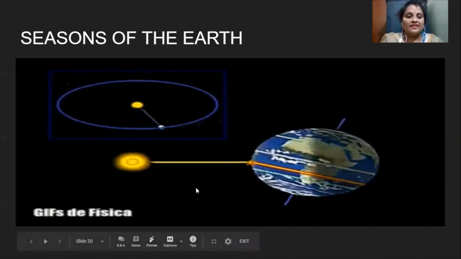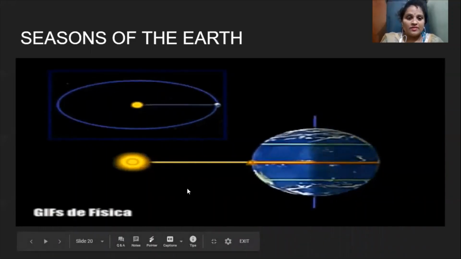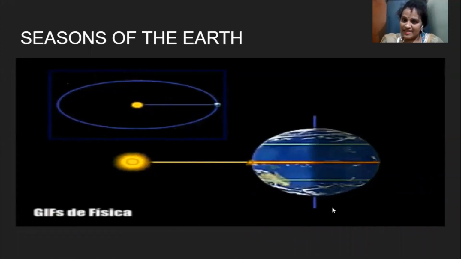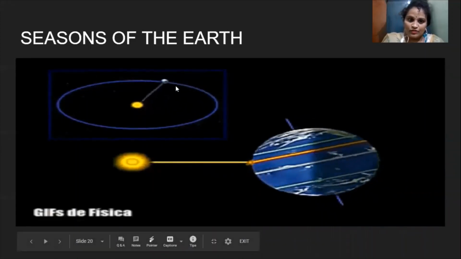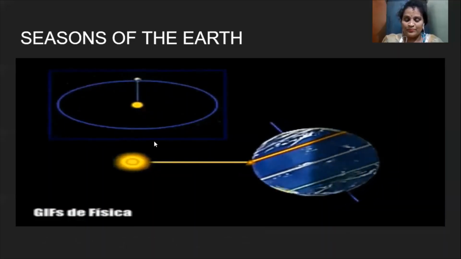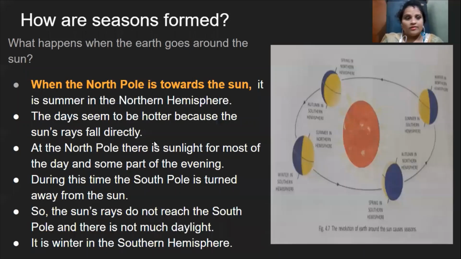Look at this slide. Here you can see the earth rotates around itself on its axis and it revolves around the sun, right? Here we have the sun. How are seasons formed? What happens when the earth goes around the sun? When the North Pole is towards the sun, it is summer in the northern hemisphere.